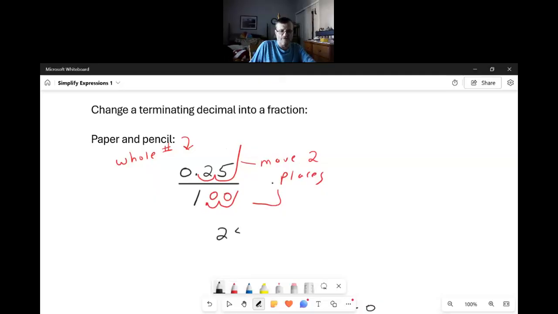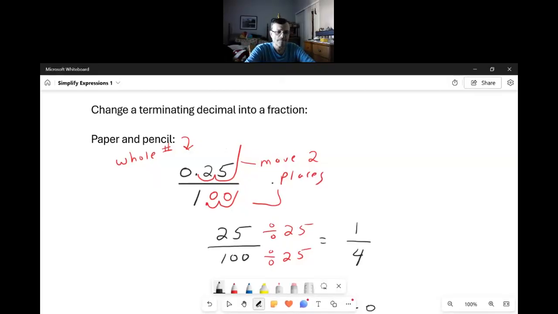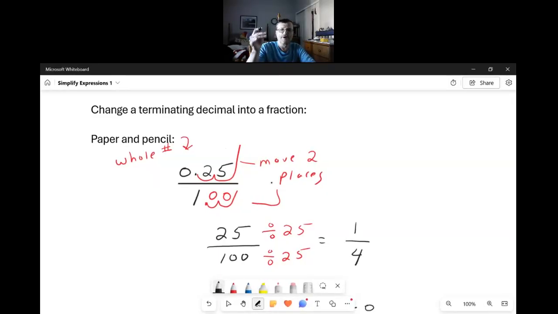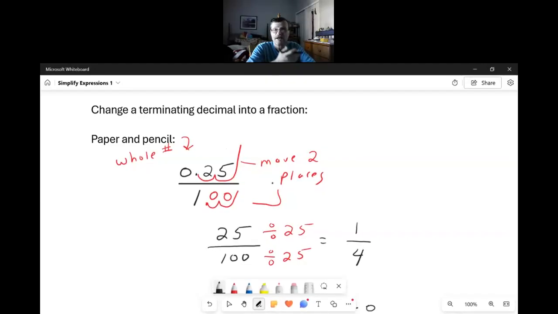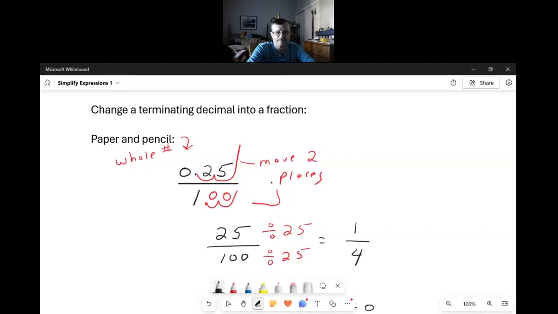So now you have a fraction equivalent. That's 25 over 100. Reduce to lowest terms. I can use 25 as the division number. 100 divided by 25 is 4. So there's your 1/4. 0.25 is 1/4. And also, if I were to put it into the calculator, 0.25, and hit that little change button there, enter, it'll give you the fraction. Pretty cool, pretty neat.